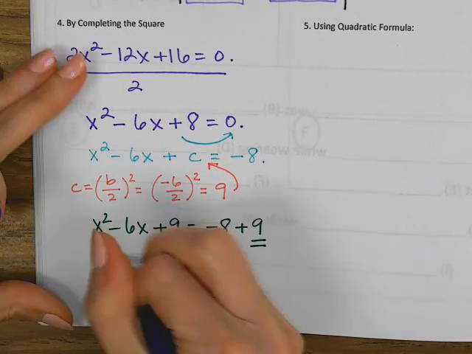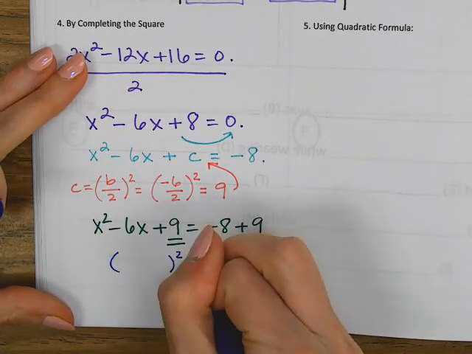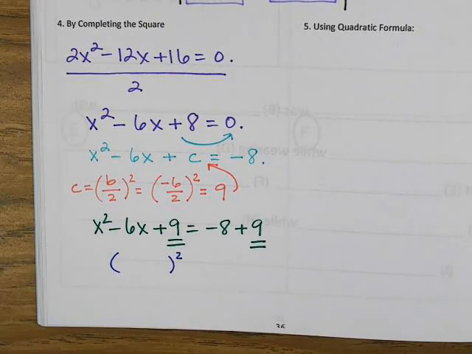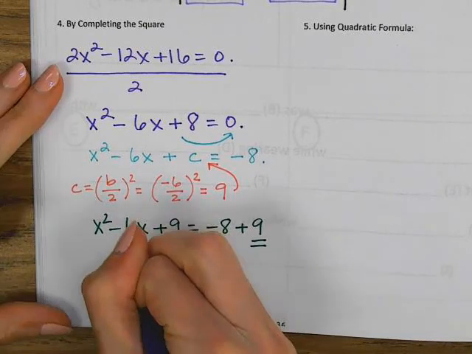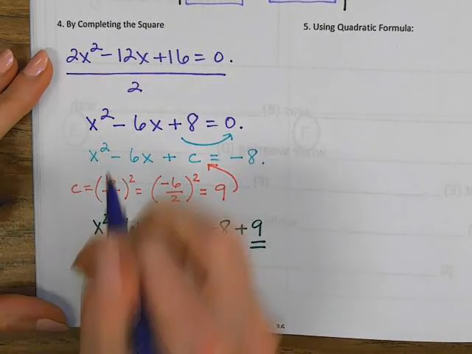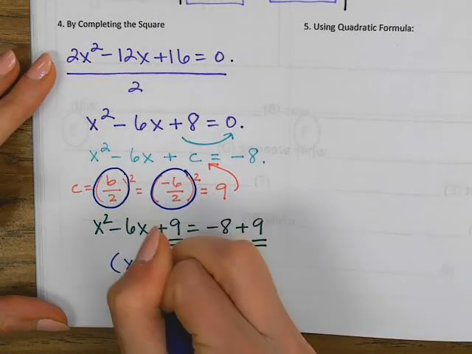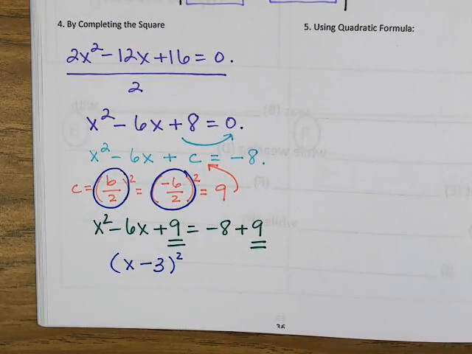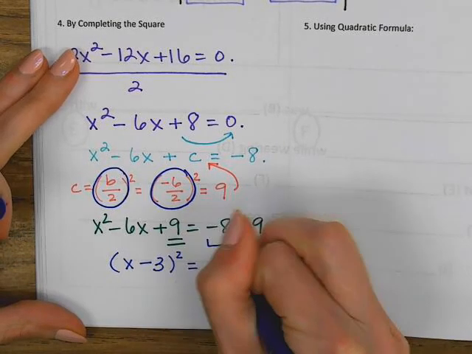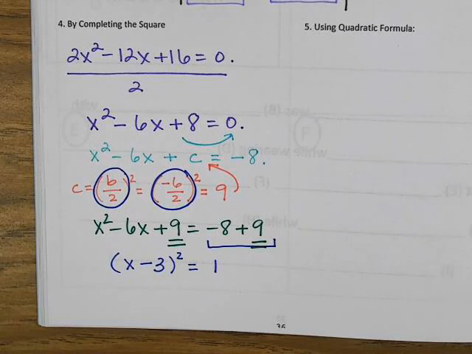All right, we have just created a perfect square trinomial. And it's going to be x, and this number is going to be the b over 2 part, and the b over 2 part is just negative 3. And then on the right side we add negative 8 plus 9, which is 1.